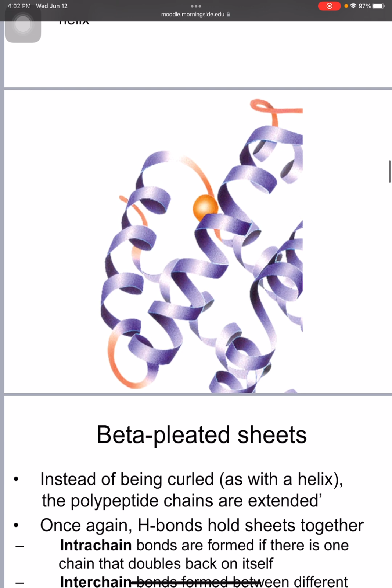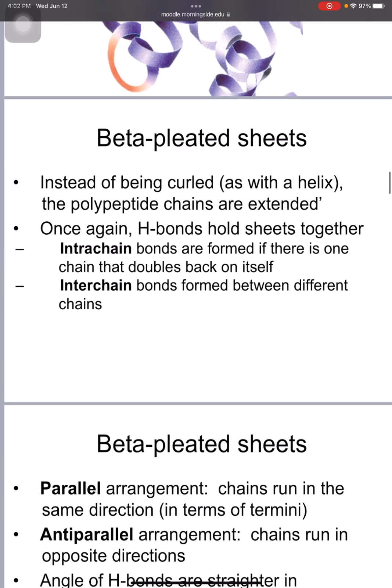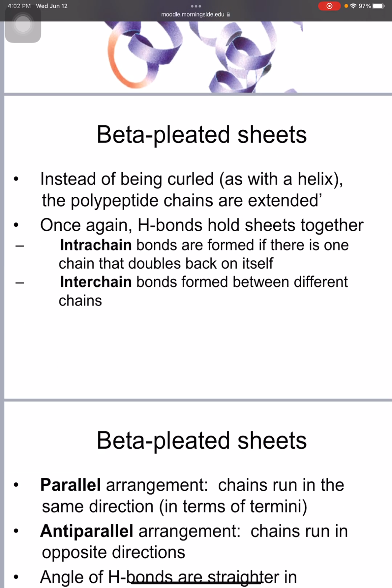All right, and you can see it got cut off a little bit, but you can actually see in this photo partially that you have several alpha helices that are bonded to each other, right? And this happens quite a bit. We'll come back to that in a little bit. All right, the other really well-known one is the beta-pleated sheet.